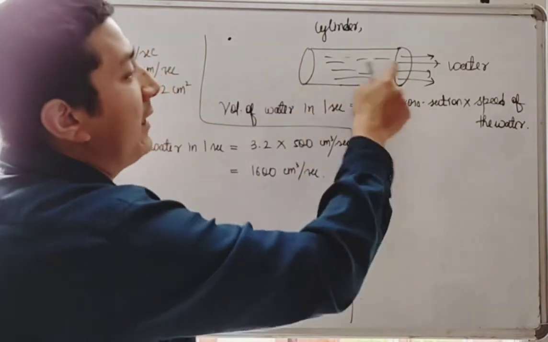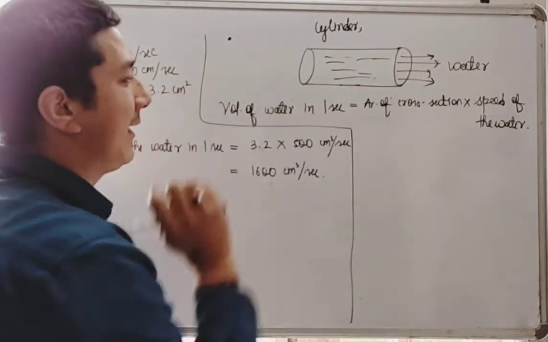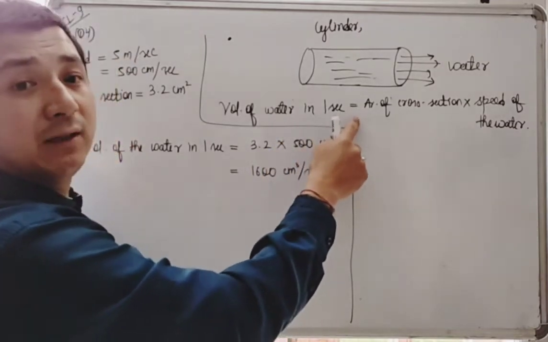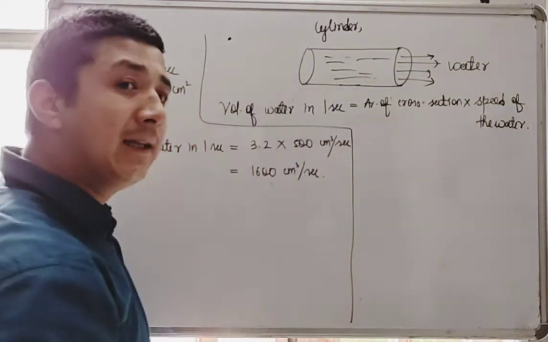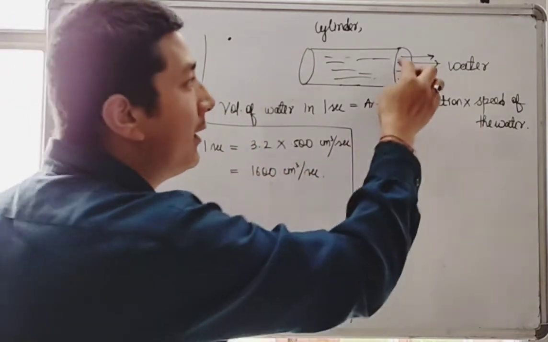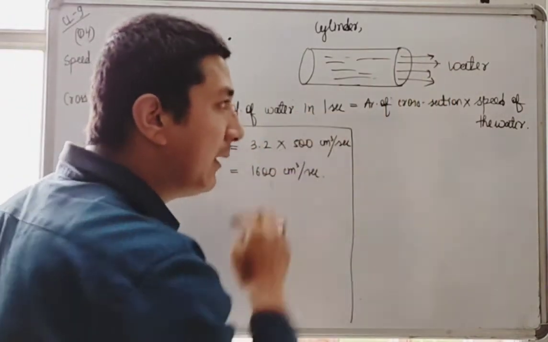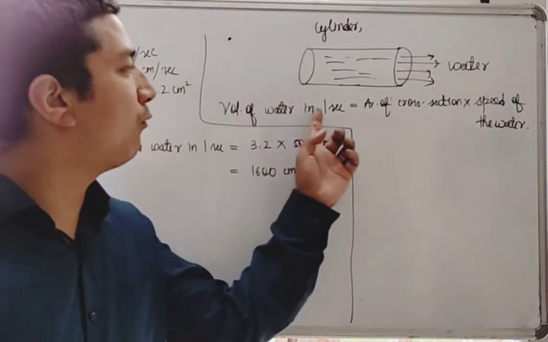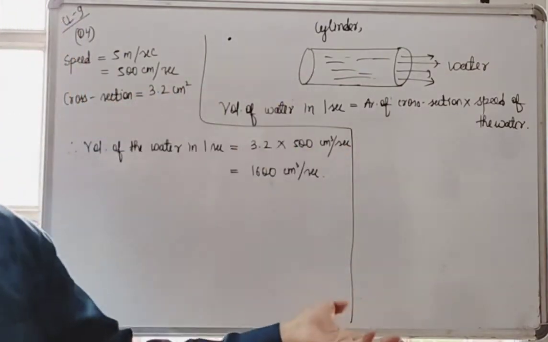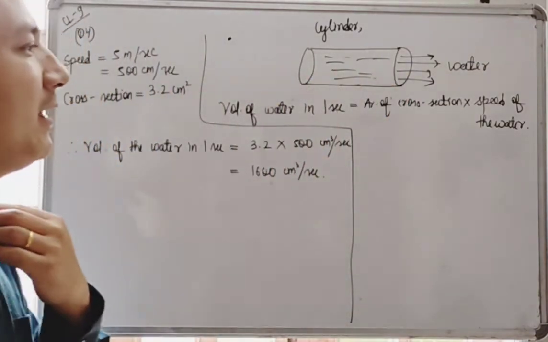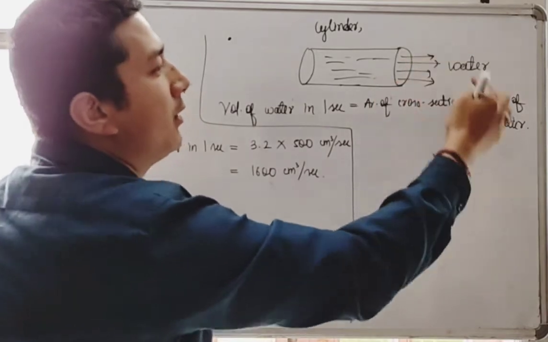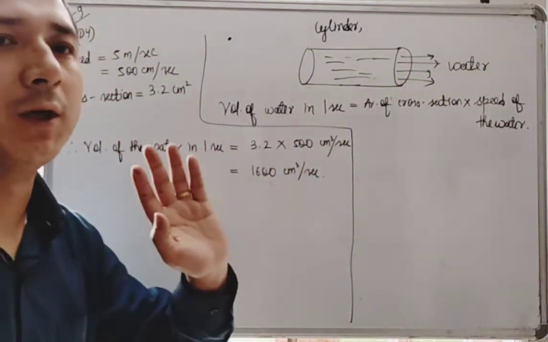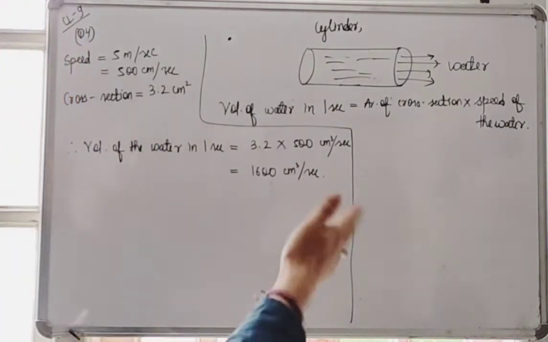Now what is the formula to calculate the volume? The volume of water which flows in 1 second is given by the formula area of cross section of this pipe into speed of the water. If we need to find the volume of water in 1 second or in 1 unit, the formula we have to use is area of cross section of this cylinder into speed of the water. Am I clear with this, boys? Please note down this formula: area of cross section into speed.